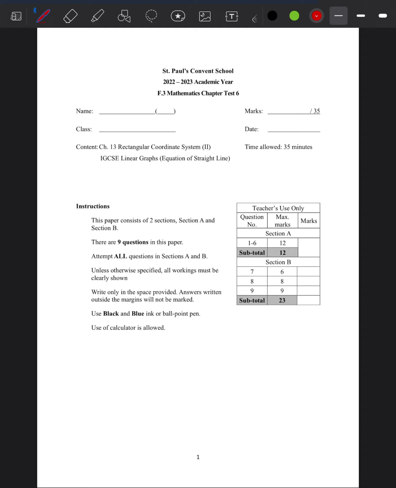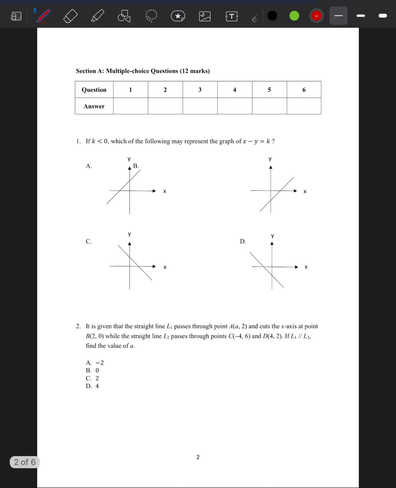Today we will talk about chapter 6. It is about chapter 13 and your IGCSE straight line equation. So let's look at the multiple choice together. This question 1 is very similar to the one we did last time.